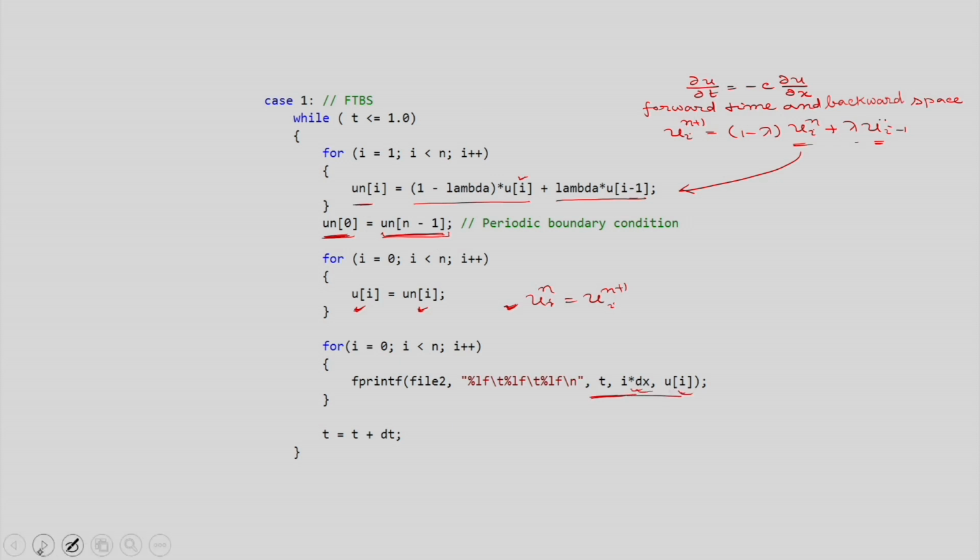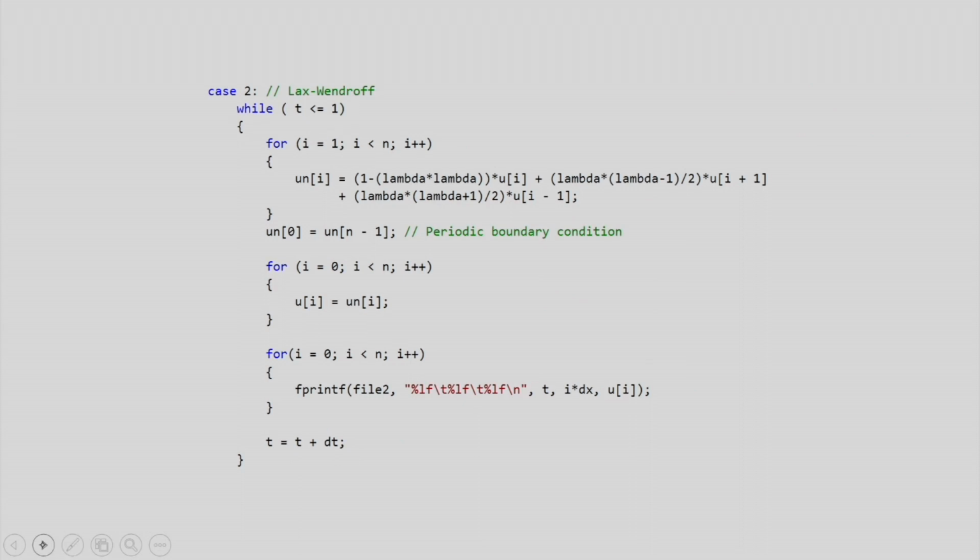Similarly, we have used the Lax-Wendroff method, and you know that it is second order accurate in time and space. If you discretize this equation, what will you get?